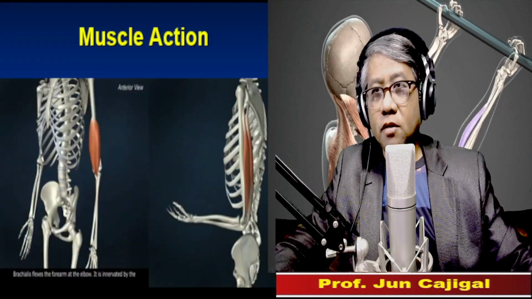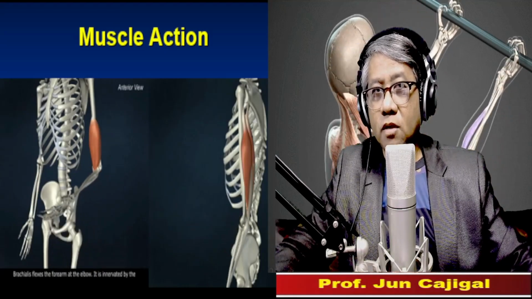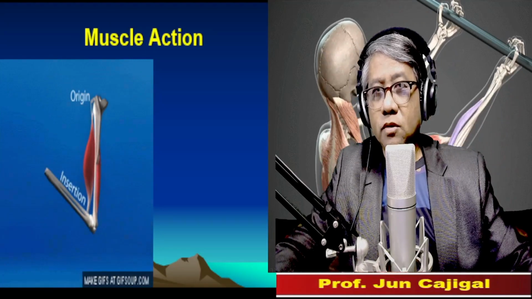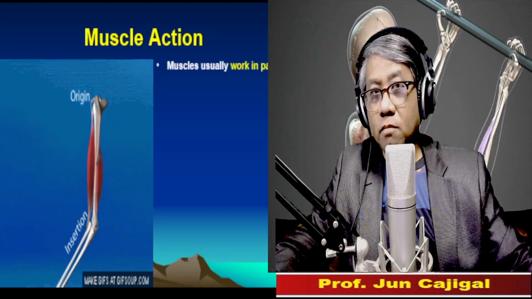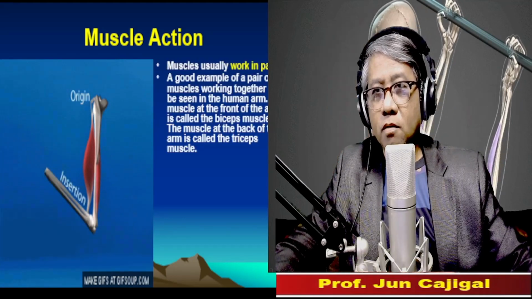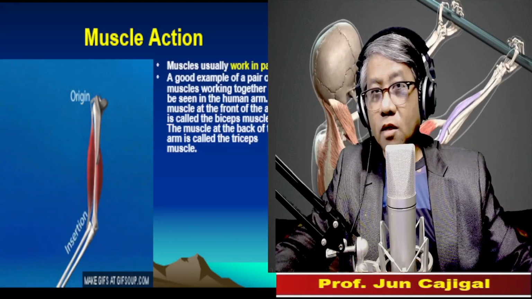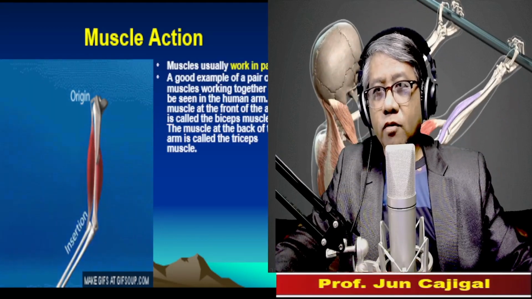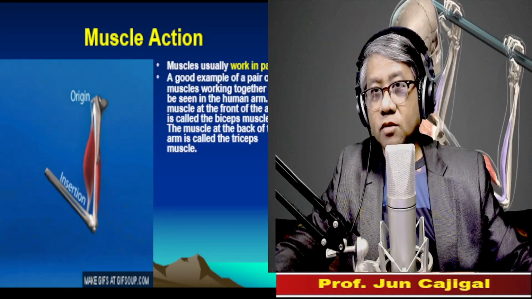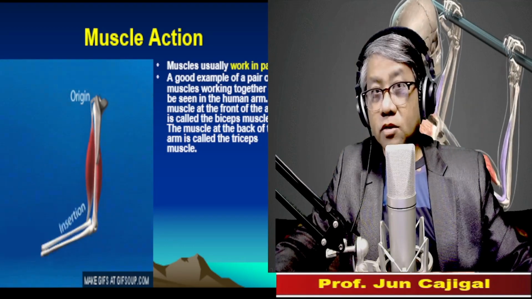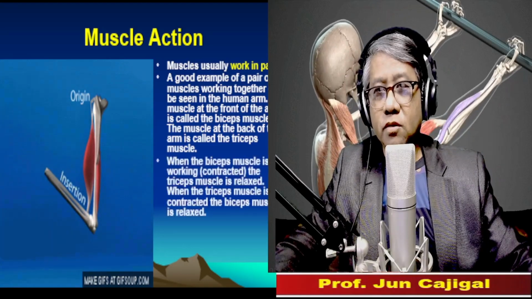Now at this point, let us study muscle action. Now we have to take note that muscles usually work in pairs. A good example of a pair of muscles working together can be seen in the human arm. The muscle at the front of the arm is called the biceps muscle, and the muscle at the back of the arm is called the triceps muscle.